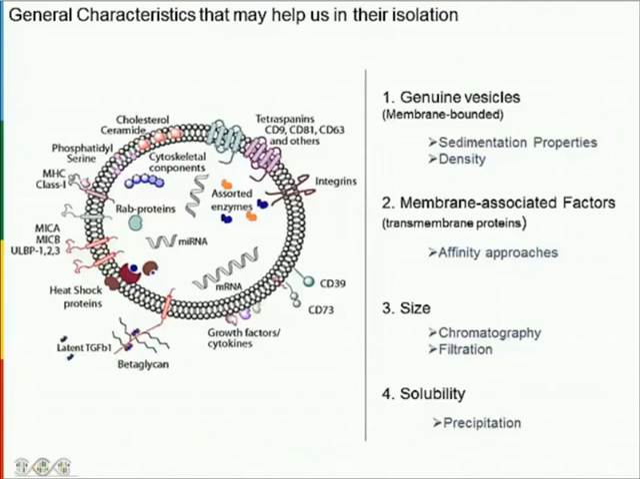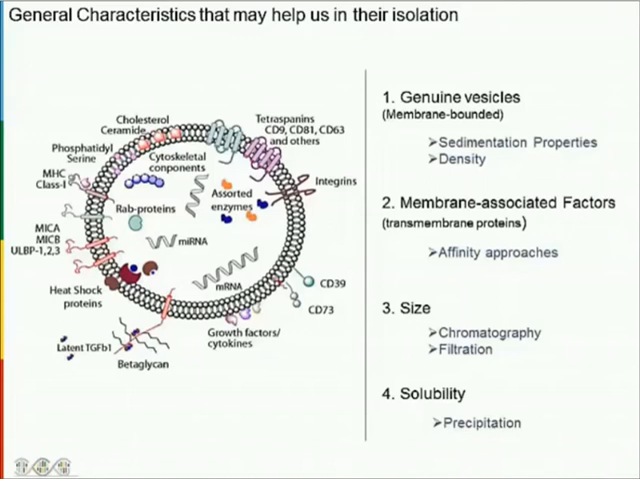Well, firstly, these things are genuine vesicles. So they're much bigger than a small peptide growth factor, for example. So maybe we could use something like centrifugation to spin these things down in a preferential manner, or maybe use the density properties of these vesicles to separate them from other components.